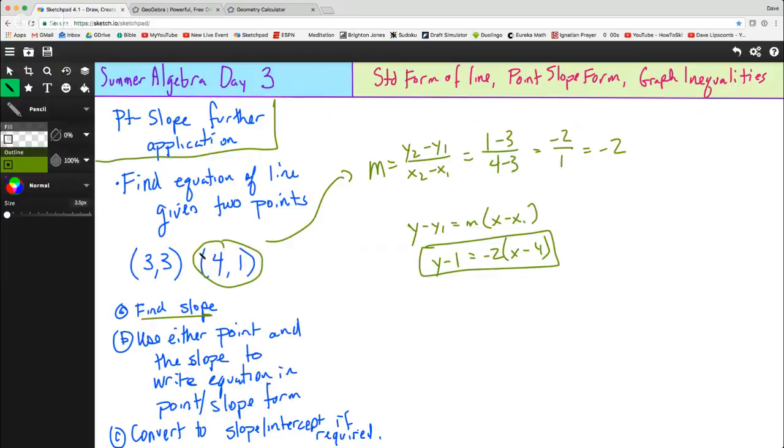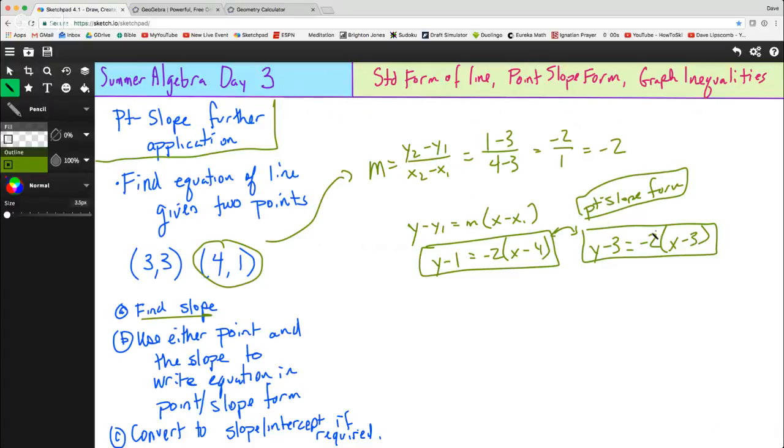Alternatively, you could have used that first point, and you would have had y minus 3 equals negative 2 times x minus 3. And you say, wait, what's going on? I have two different forms, or two different answers to point-slope form. And the answer is yes. There are as many representations of a line in point-slope form as there are points on the line, and there's an infinite number of points on the line. However, watch what happens if we convert both of them back into slope-intercept form.